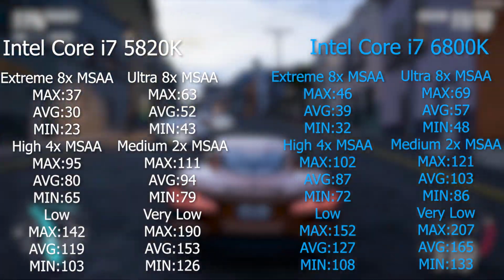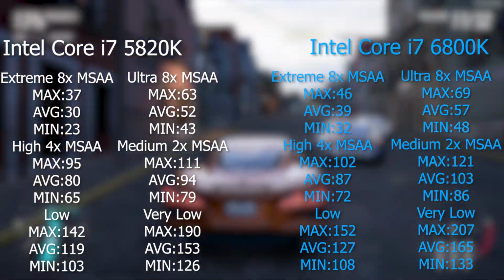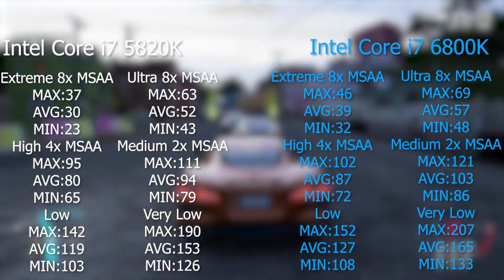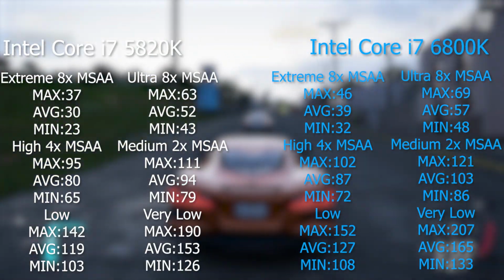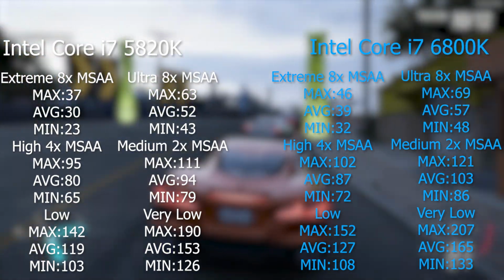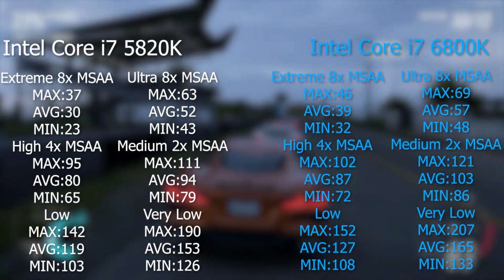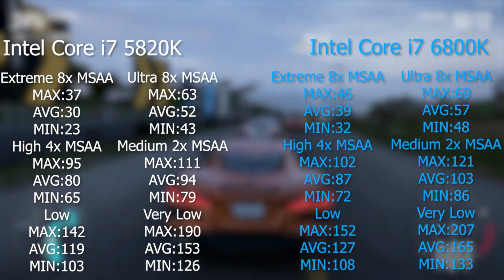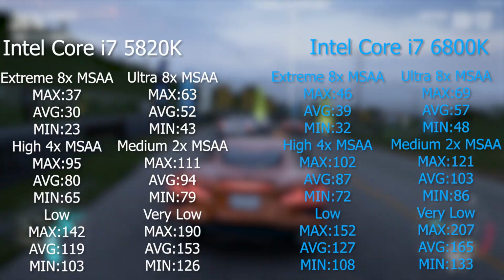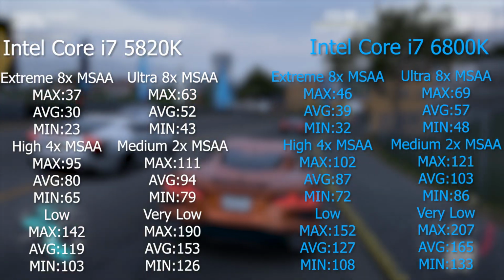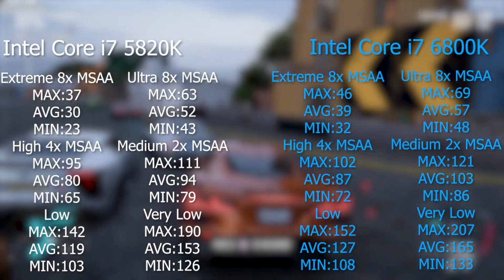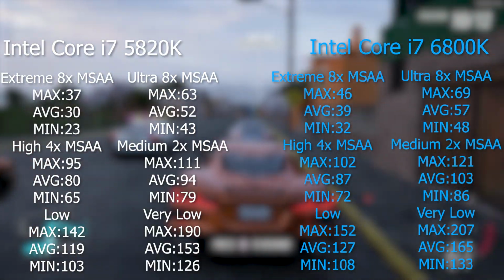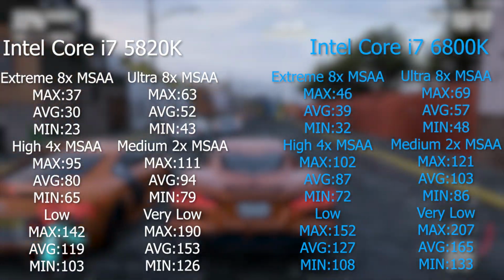When we move to the high 4X MSAA and medium 2X MSAA graphics settings, again, still a very similar experience. We start averaging things out, and this is where you start to get that good balance between graphics and CPU here. We're anywhere from the 80 FPS range all the way into the low 100 FPS range, depending on your CPU and your graphics settings. And once we get to low and very low, we're in the 120 range all the way up to 165 FPS. Again, depending a little bit on your CPU and your graphics choices.